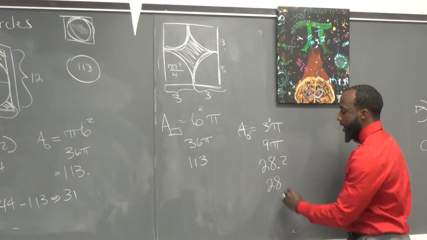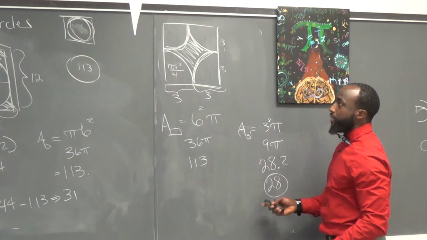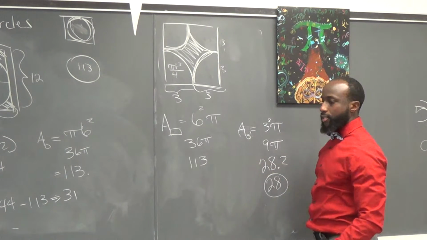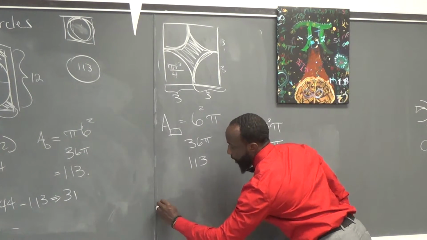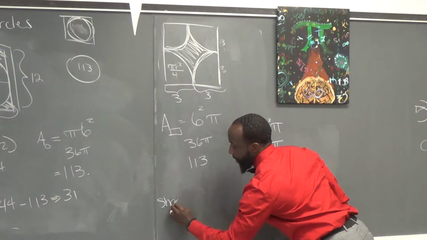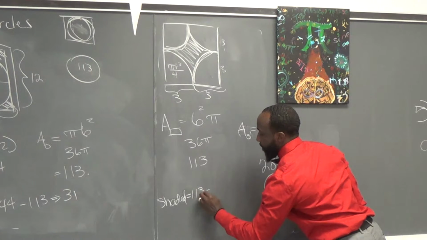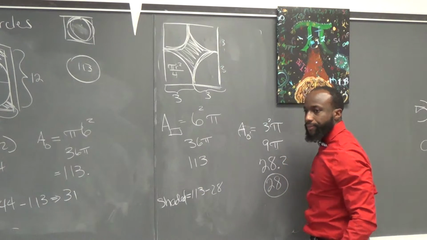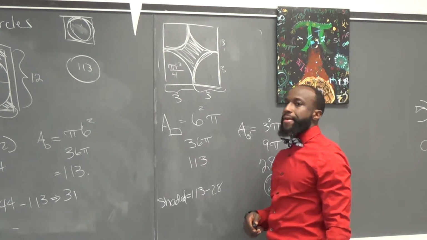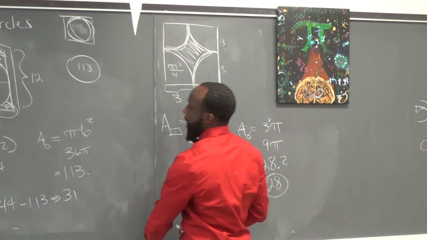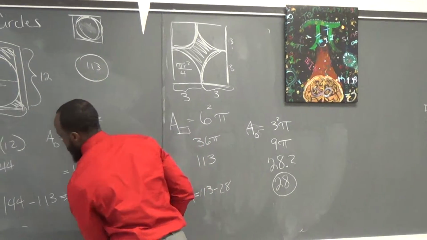Alright? The shaded area would be to subtract 28 from 113. So the shaded area would be 85. Good. 113 minus 28, which is 85. Okay? Now, let us take a look at yet another problem.